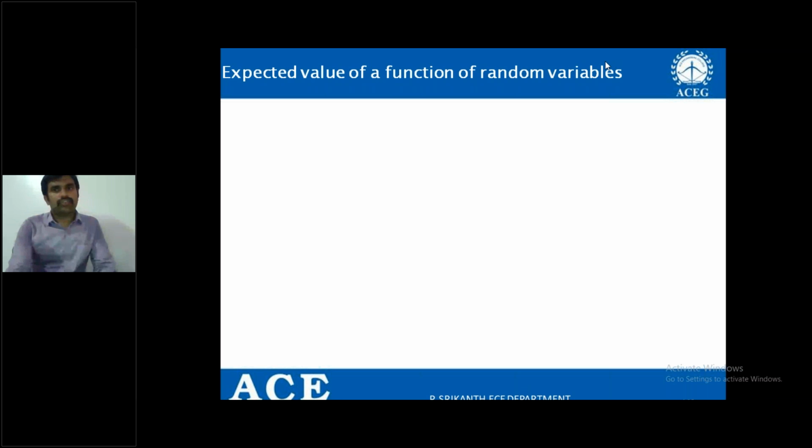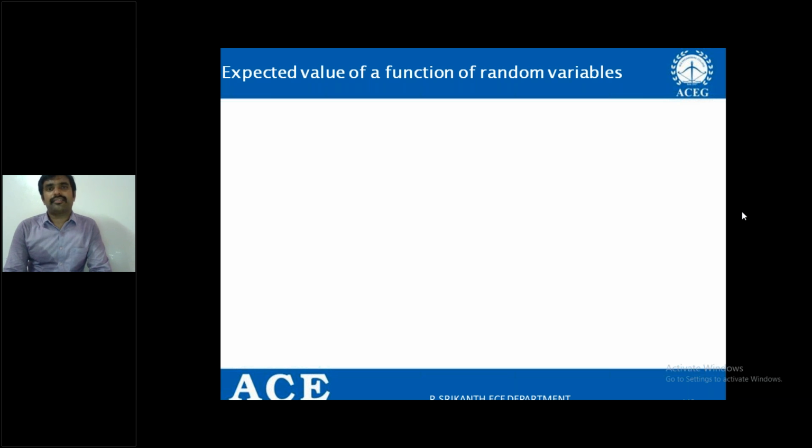So dear students, in the last session, we discussed the sum of two random variables and the sum of n random variables, and the density function and distribution function of the sum of two random variables and the sum of n random variables. We also saw the central limit theorem, right? And we have started the operations on multiple random variables.